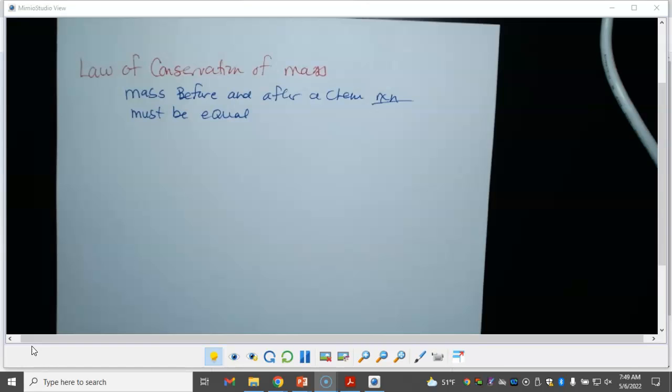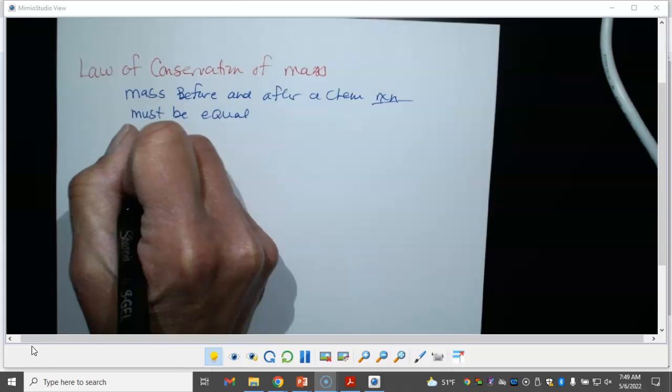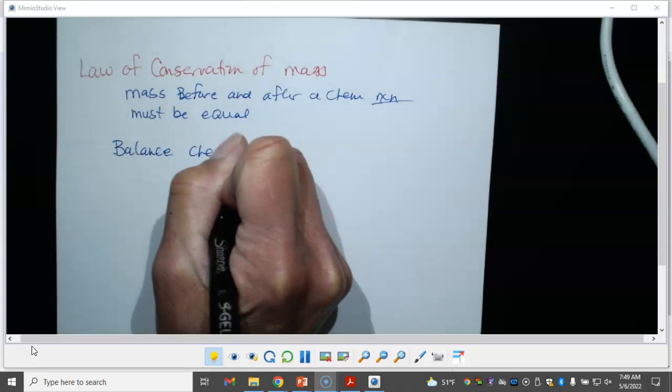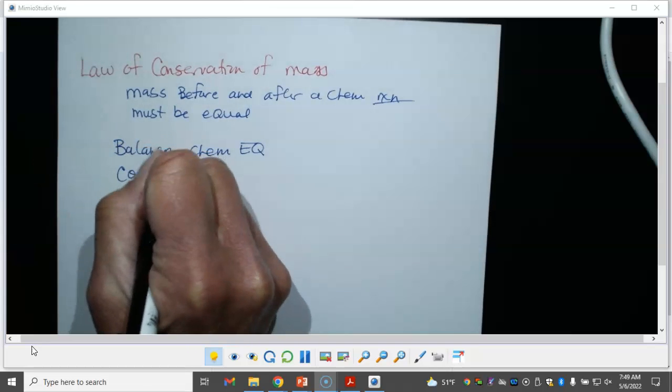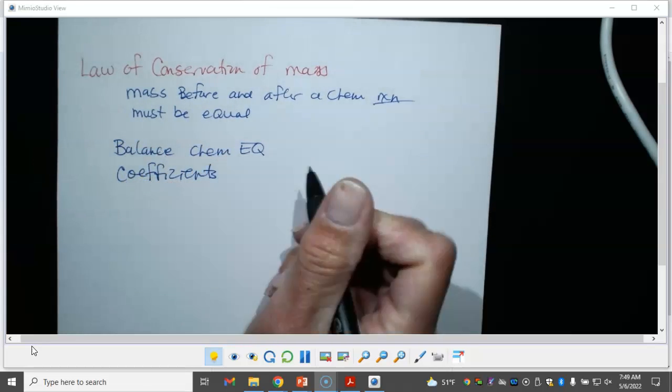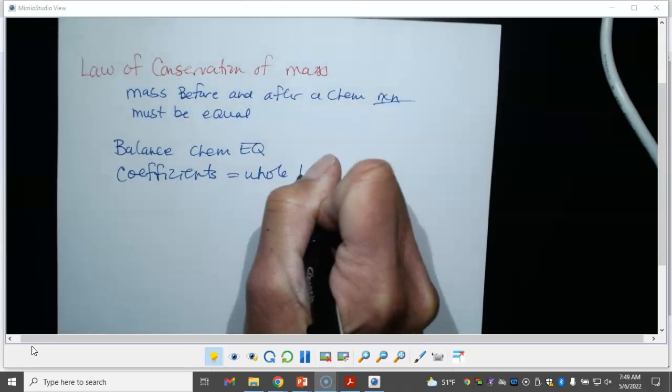So, in order to represent the law of conservation of mass, what we have to do is balance chemical equations. Now again, a chemical equation or a formula equation represents a chemical reaction, okay? We have to show that the mass before and after the reaction is equal, okay? And we do that by using coefficients. Coefficients are whole numbers.